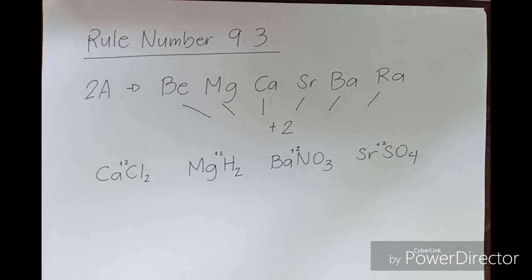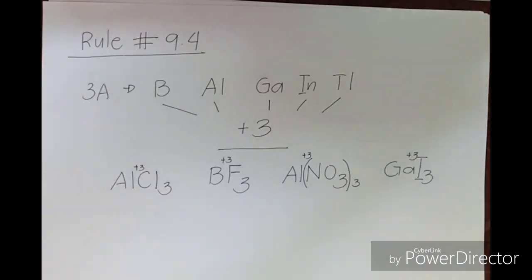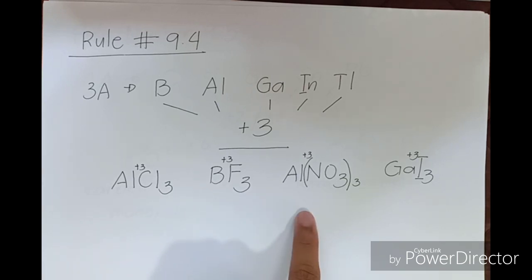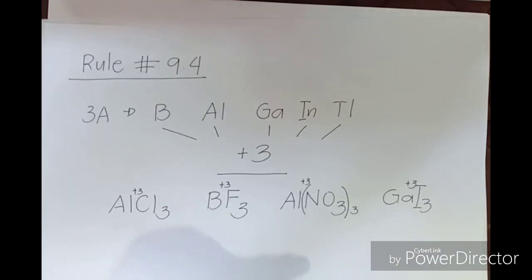Third, elements in group 2A, beryllium, magnesium, calcium, strontium, barium, and radium have oxidation states of +2. Examples are calcium chloride, magnesium hydride, barium nitrate, and strontium sulfate. Fourth, the elements in group 3A, boron, aluminum, gallium, indium, and thallium have oxidation states of +3. Examples are aluminum chloride, boron trifluoride, aluminum nitrate, and gallium iodide.